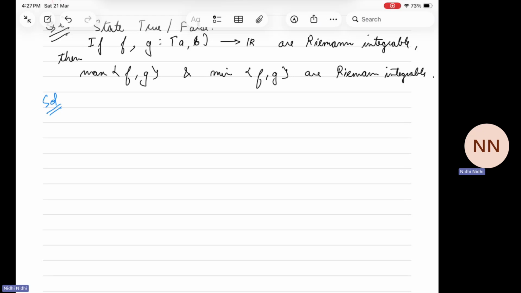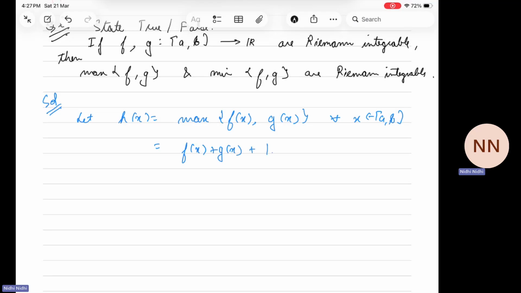So let's prove how. We define the function h(x) to be the maximum of f(x) and g(x), for every x in the closed interval [a, b], and we know that this can be algebraically written as f(x) plus g(x) plus mod of f(x) minus g(x), by 2. Similarly, we have this for the minimum of two values. Here we'll get minus.